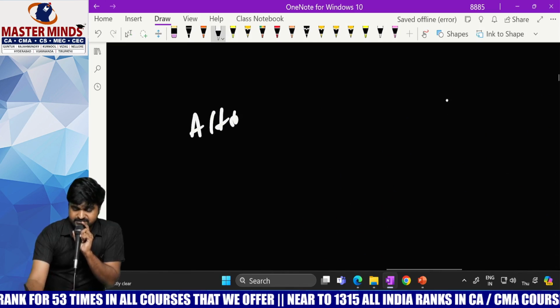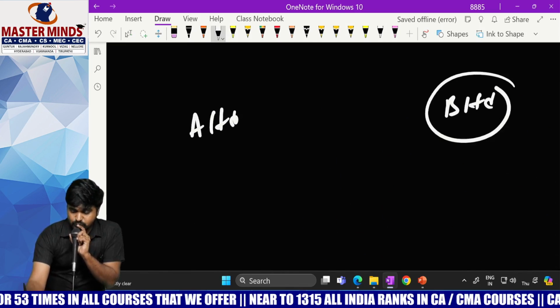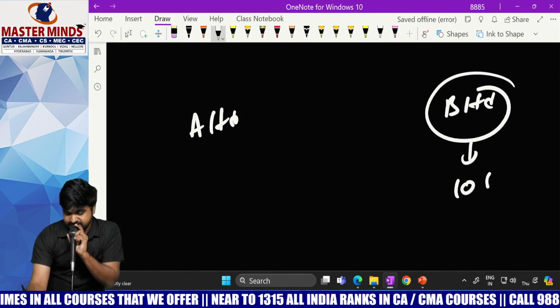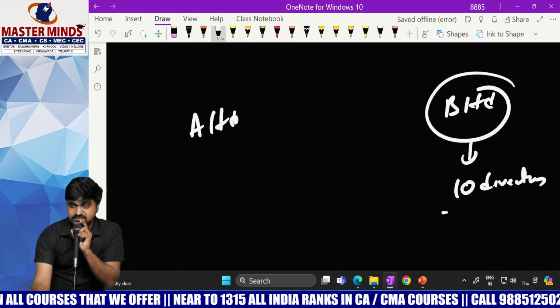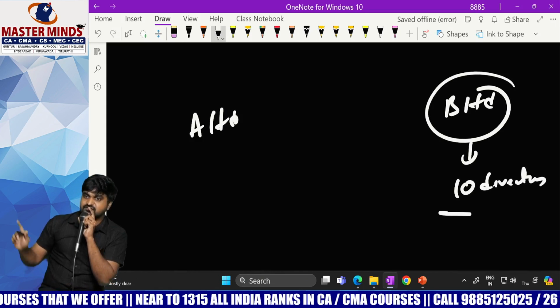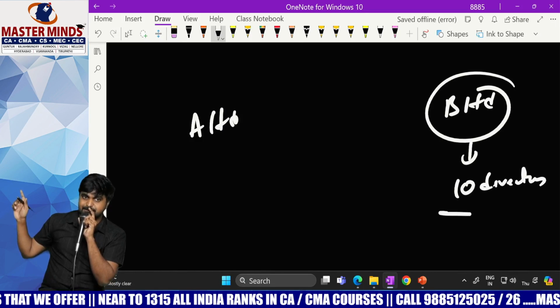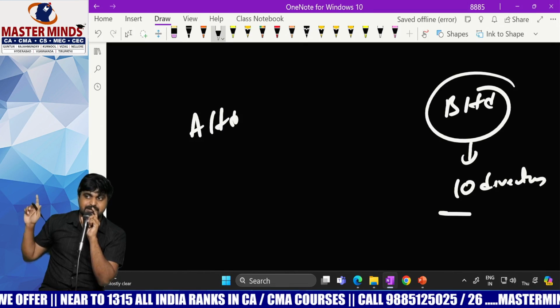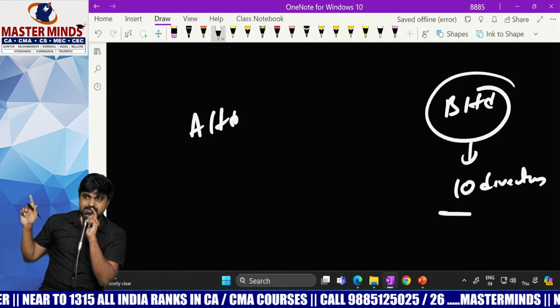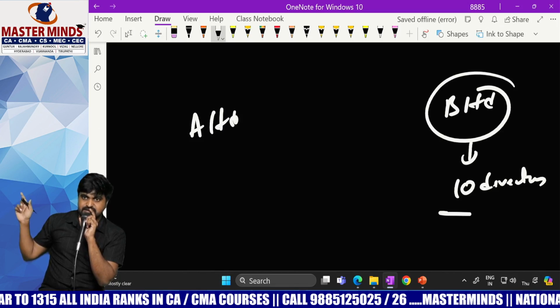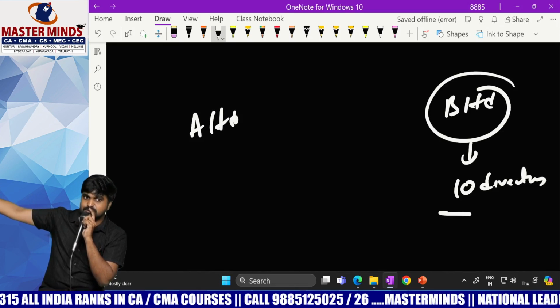So there are two companies, A Limited and B Limited. Now B Limited is having 10 directors. Is it possible to have 10 directors? First of all, what kind of company is it? Public company. In case of a public company, the minimum number of directors is 3 and the maximum is 15. That means it is within the limits only.